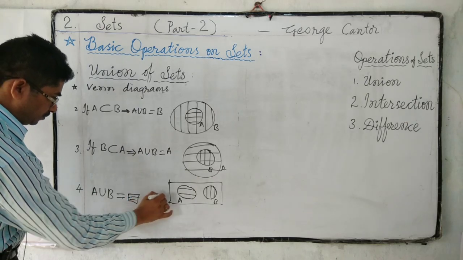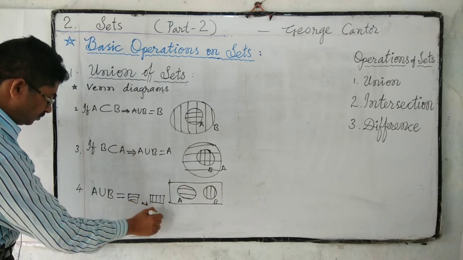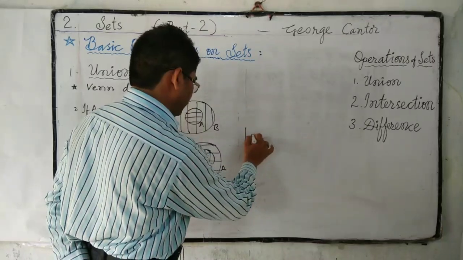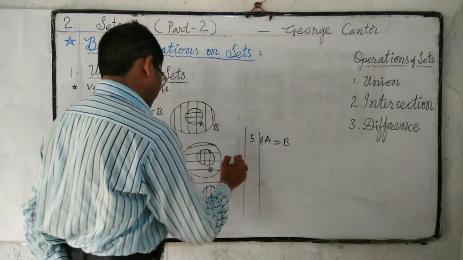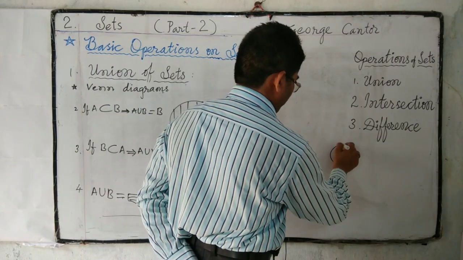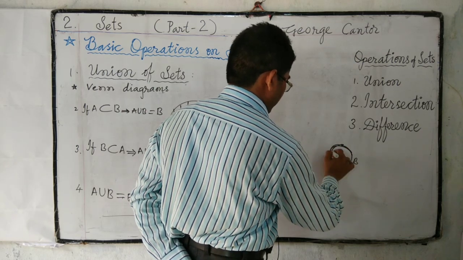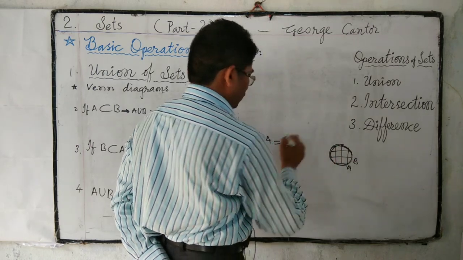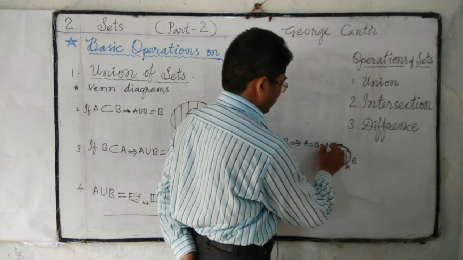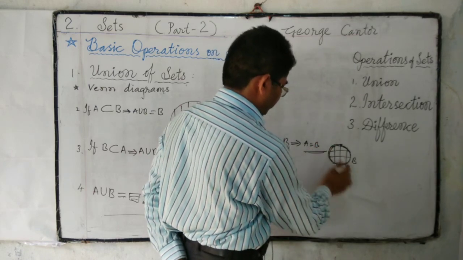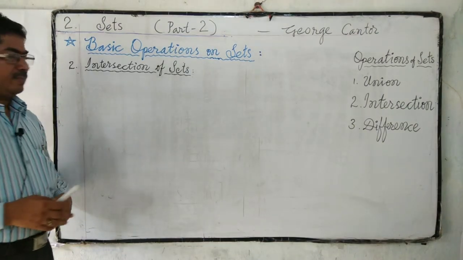And next, if A is equal to B, this is A, B also on this only, then if A is equal to B, then A union B is equal to B is equal to A. These all are equal, meaning the total shaded region.